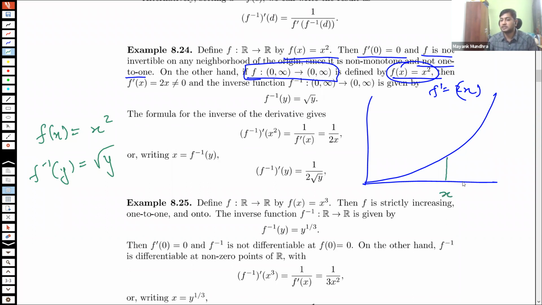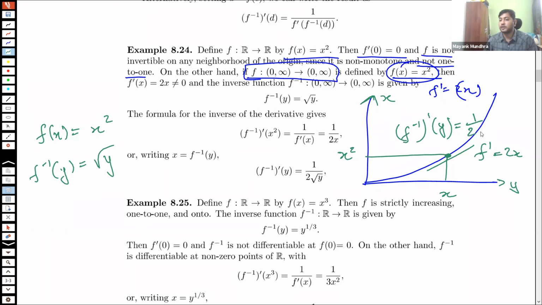So if this point is x and this point is x square, I know that the slope of f here is going to be 2x, right? But now what about the inverse? Suppose this was the x-axis and this was the y-axis. So now this function is the inverse of what it was earlier. So f inverse prime at y will now be equal to 1 by 2x, because the slope of this guy is 2x. So the slope of the inverse is going to be 1 by 2x.